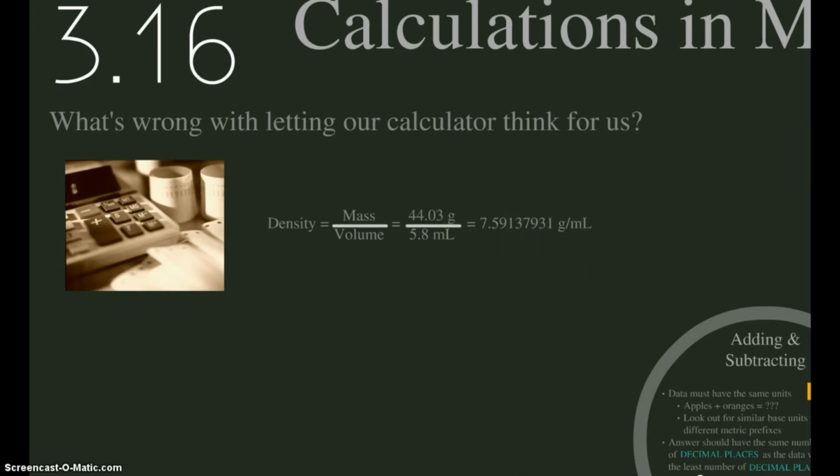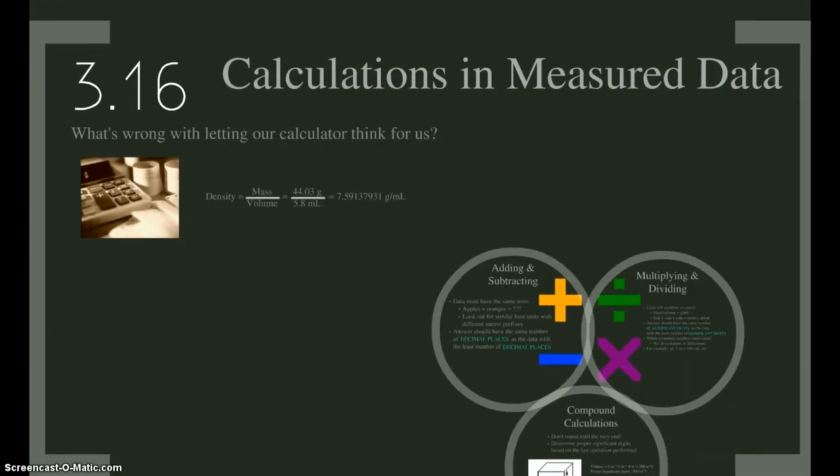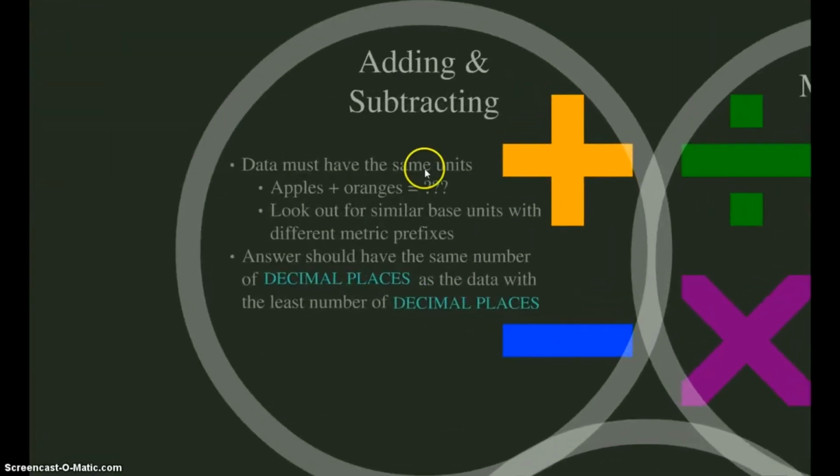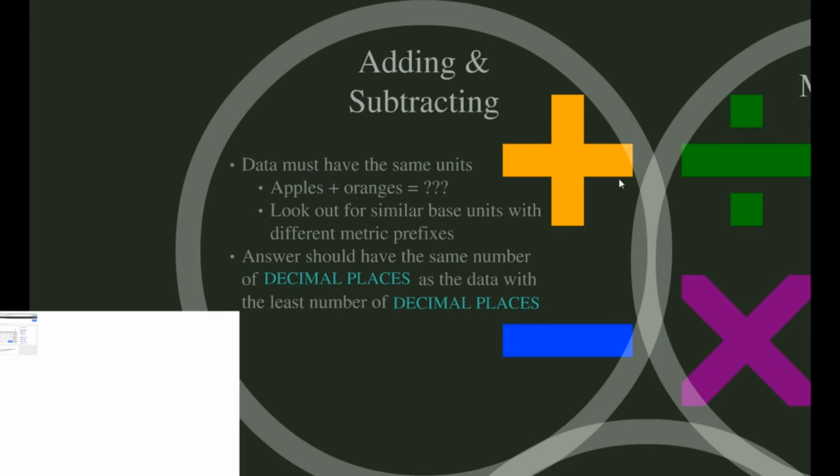So let's talk about what that actually means in some specific cases. The first thing we want to talk about is what happens when we add and subtract two pieces of measured data.